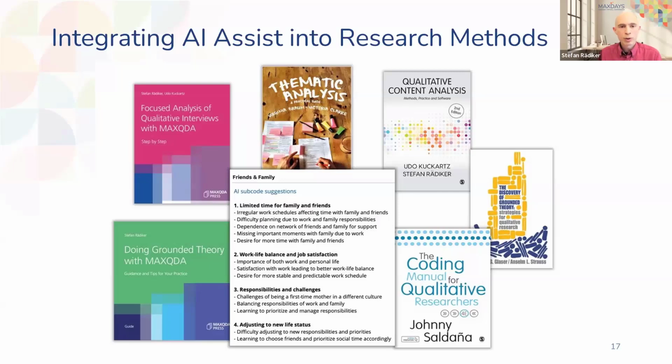And for example, Udo Kuckertz and I have currently written a book, Qualitative Content Analysis. Currently, it's only available in German, but we included a chapter on how to conduct qualitative content analysis and integrate AI Assist into each step of this analysis type. And we are planning to translate this chapter into English too, because we think we need to not expand those existing research methods, but discuss how we can integrate AI tools into those analysis methods.